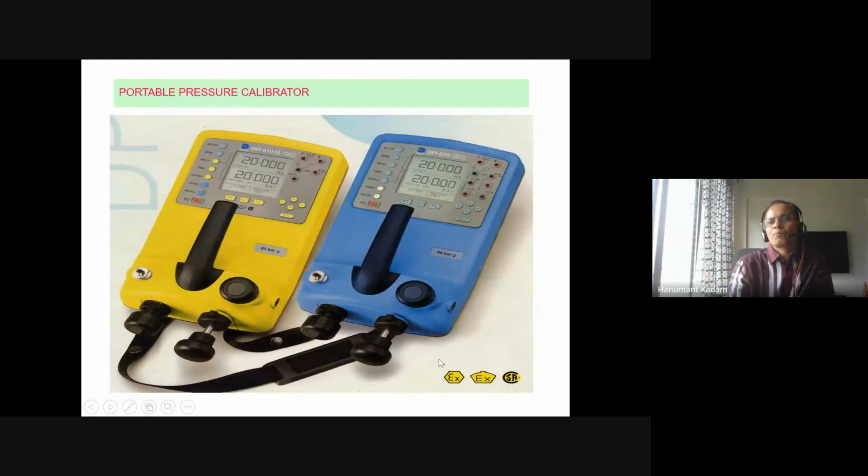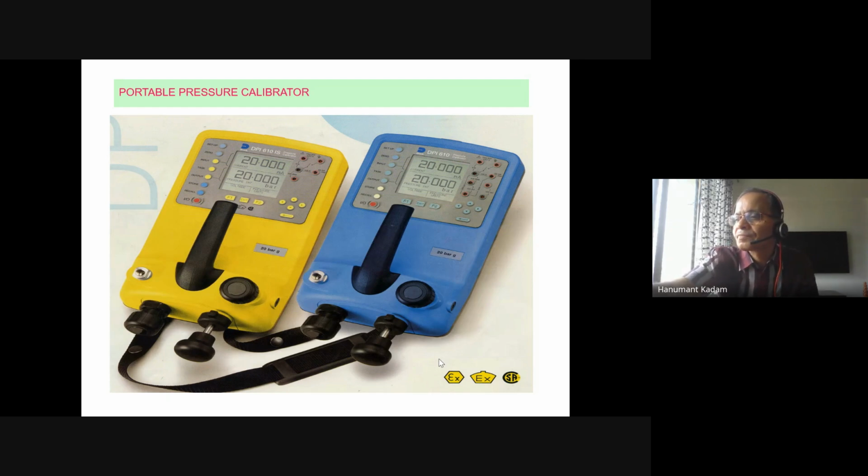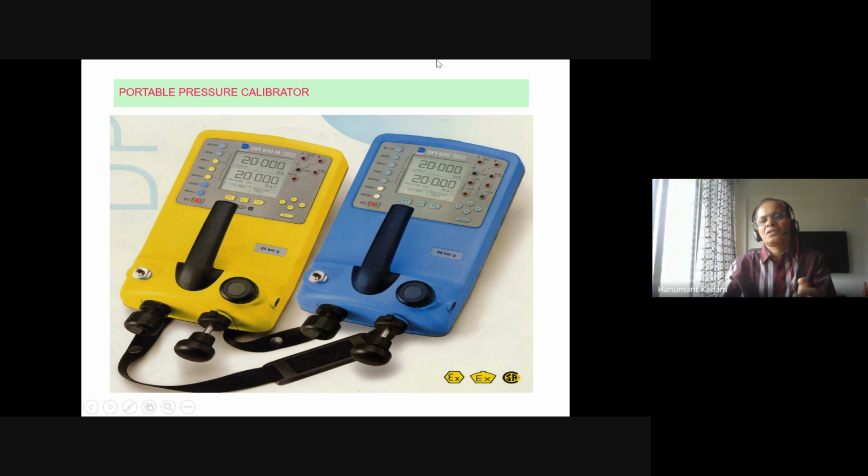So this is a very important equipment which I am showing. This is called a calibrator, pressure calibrator and temperature calibrator. But this picture is a pressure calibrator. All transmitters in the pressure category you can calibrate. You can see the two different colors. As I told, this is a normal calibrator which you can use, but this one is for hazardous area, EX.